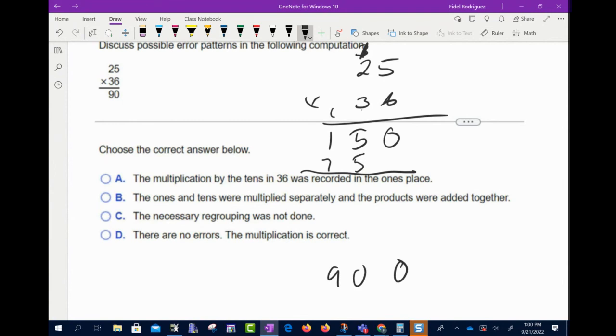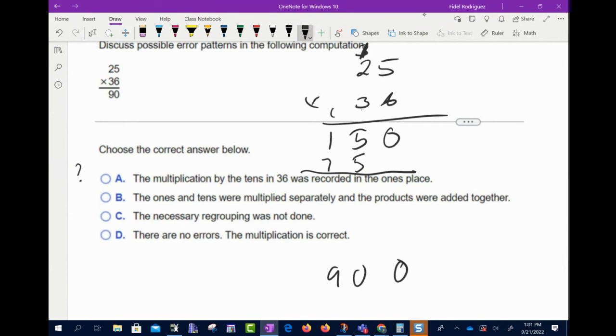Let's see. It says the multiplication, so let's see what's the correct answer. It says the multiplication by the tens in 36 was recorded in the wrong place. So the tens, was it recorded in the wrong place? 3 times 2 is 6. That should have been a 7, possibly. Maybe that's the one.